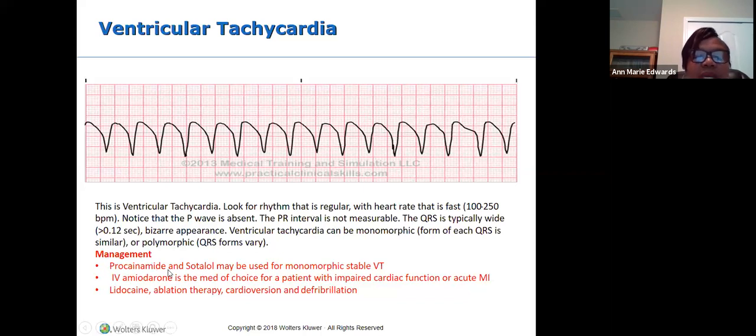Management: procainamide and sotalol may be used for monomorphic stable VTAC, and IV amiodarone is the medication of choice for a patient with impaired cardiac function or acute MI. Can also use lidocaine, ablation therapy. Ablation therapy is when they destroy certain cardiac cells that are responsible for the dysrhythmia. Cardioversion can be done and defib, and we're going to look at those later.